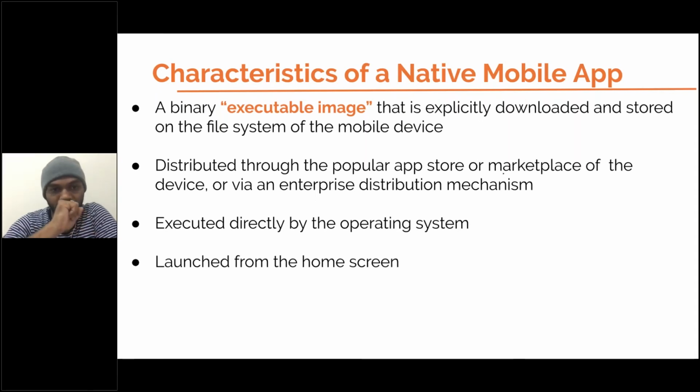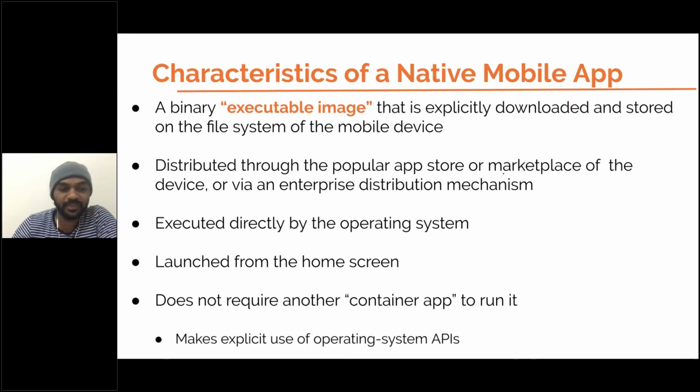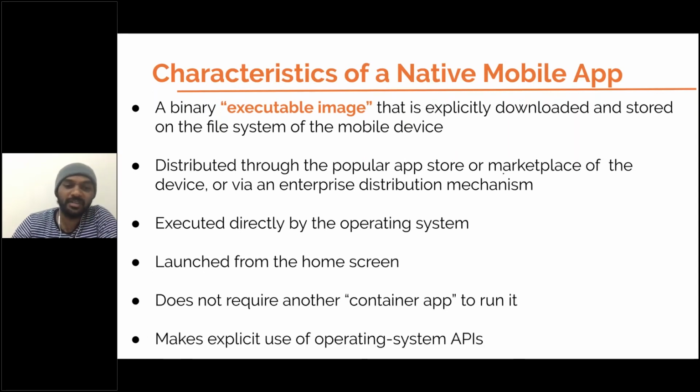Then, launching from the home screen. You will get icons, and with the icons you can launch the app. If it is a web application, you have to launch it from the website address bar, whereas a native application you can launch directly from the home screen. Then, it does not require any other companion app. Whenever I use some third-party application, I may need some other apps. But if you work on a native application, it runs directly on your operating system, much smoother than the others. Then, it makes explicit use of the operating system API. This is the final goal of the native application.